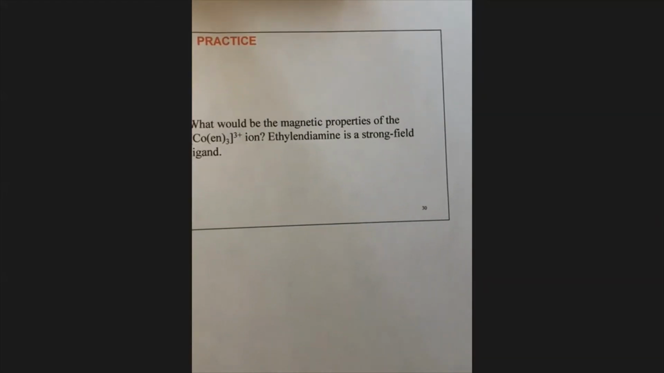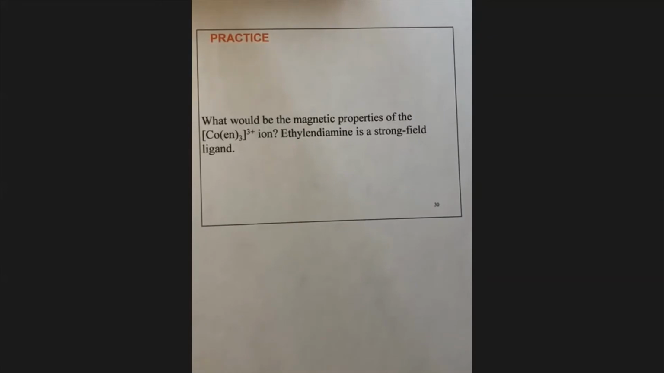So I think you should have this slide in your PowerPoint. It says here, what would be the magnetic properties of this complex ion? It's a cobalt with 3 ethylenediamine ligands and a +3 charge. And it tells us that ethylenediamine, oh, that's misspelled, it should have an E between the N and the D, is a strong field ligand.